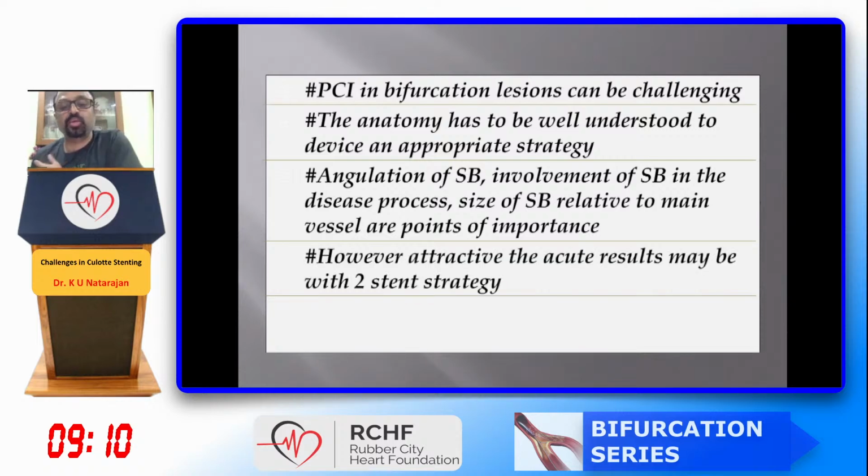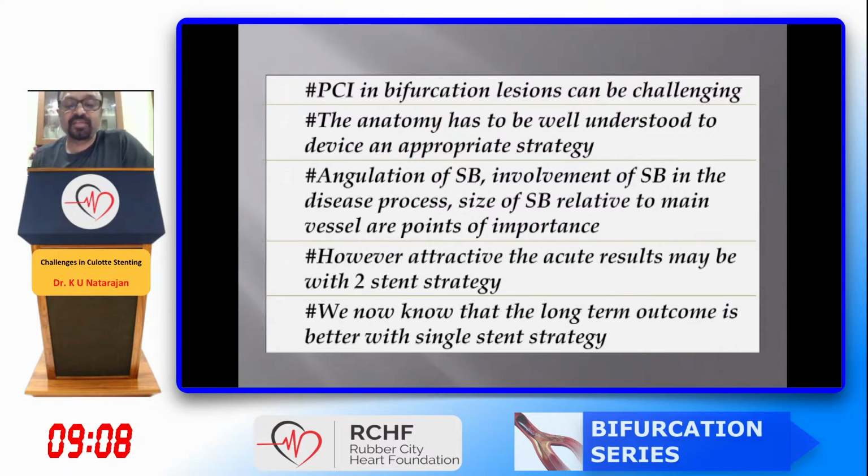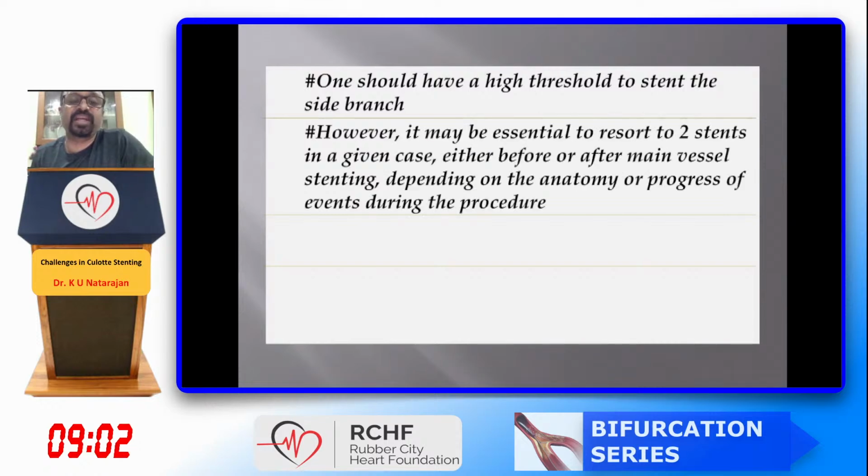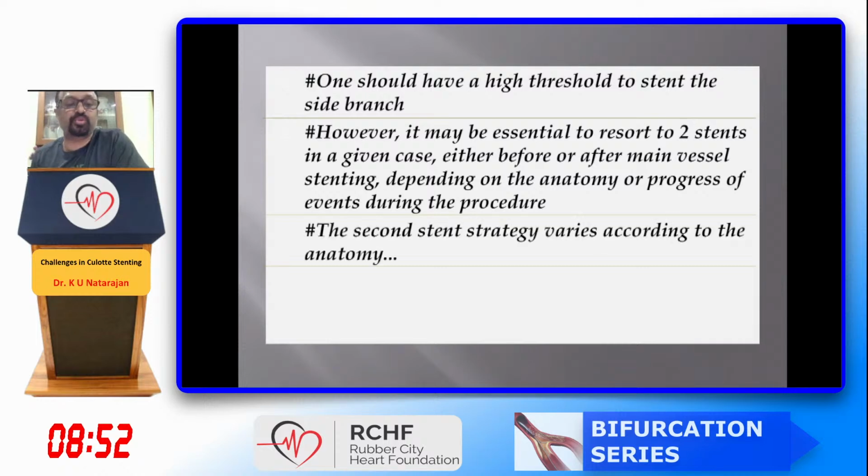However attractive the acute results may be with 2 stent strategy, we all know that the long-term outcome is better with a single stent strategy. One should have a high threshold to stent the side branch. However, when it is absolutely essential to resort to 2 stents in a given case, either before or after the main vessel stenting, depending on the anatomy or progress of the events during the procedure.